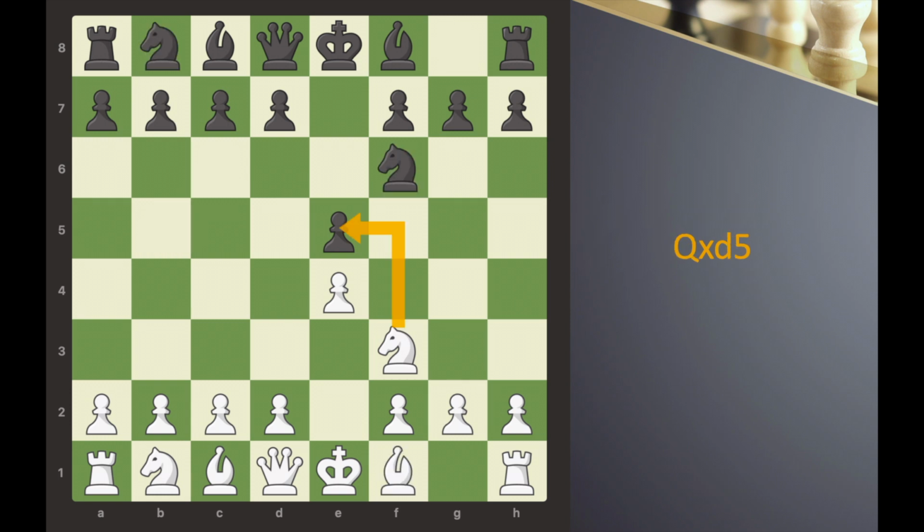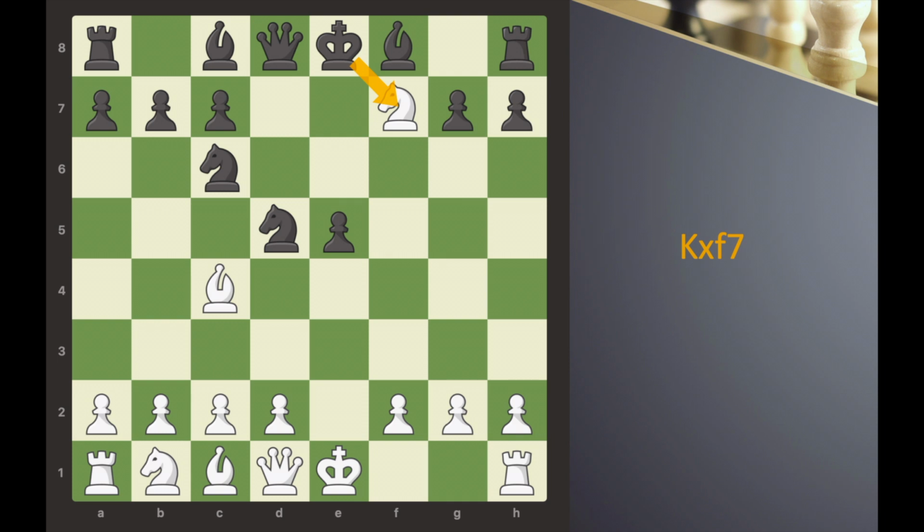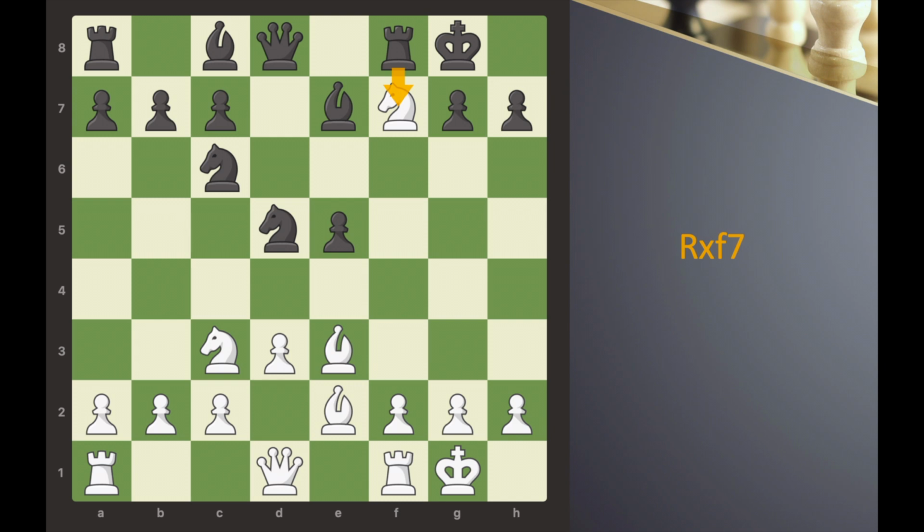In this example, the knight can capture the pawn on e5. The notation would be Nxe5. Here king can capture the knight on f7, and it's recorded as Kxf7. Similarly, here we can say Rxf7 for the rook capturing the knight.